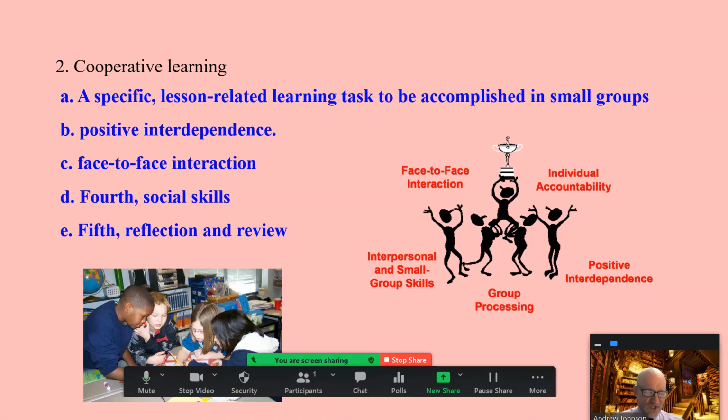The third is face-to-face interaction. In cooperative learning groups, when they're working, students must be seated knee to knee, eye to eye, so that they can look at their group mates as they're working together. Fourth is social skills. Cooperative learning provides the perfect venue for teaching social, interpersonal skills that are necessary for the group to function. And the last one, reflection and review. At the end of every cooperative learning activity, time is set aside for the groups to examine their effectiveness in working together and completing the task.